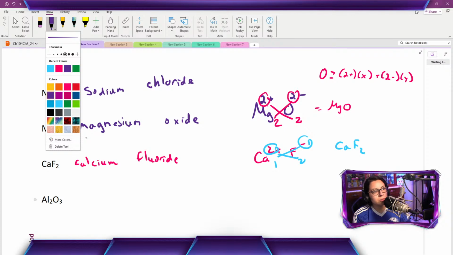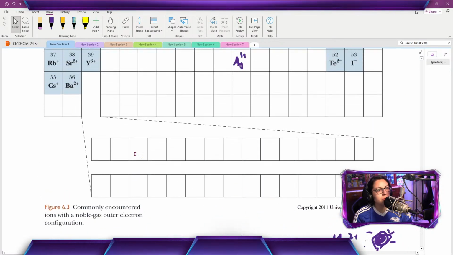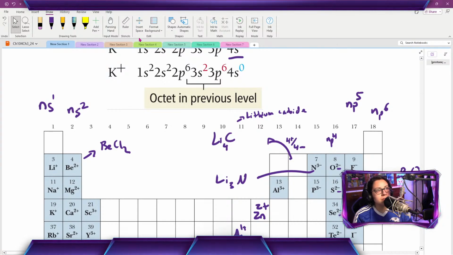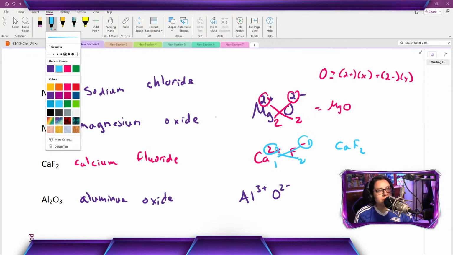And then this last one is aluminum oxide. And again, let's rederive this formula. So aluminum, we said, is 3+. Go back to here too, 3+. Oxygen, 2-. Let's do our swap trick.